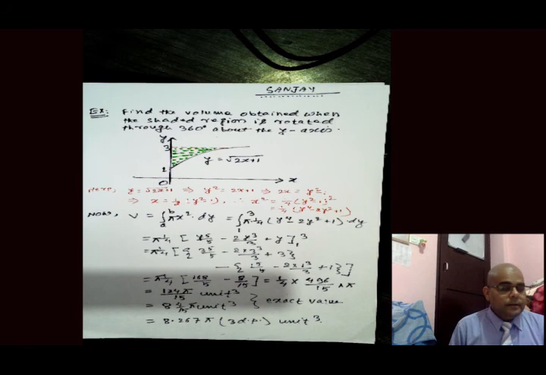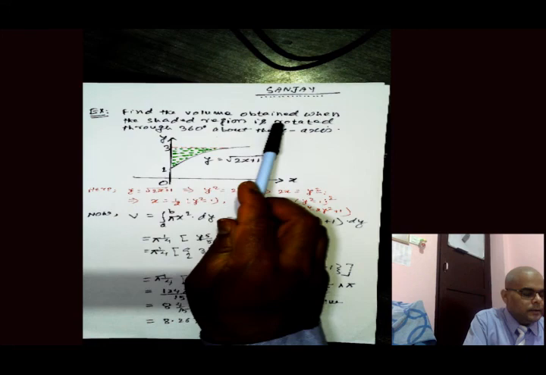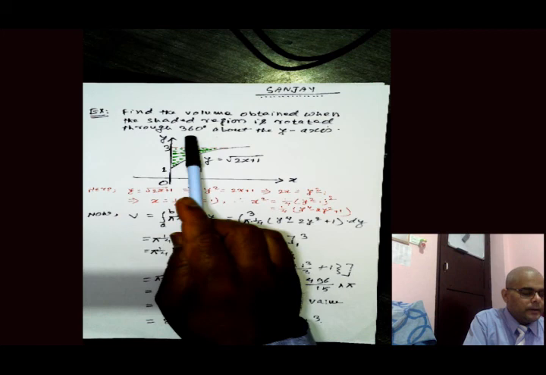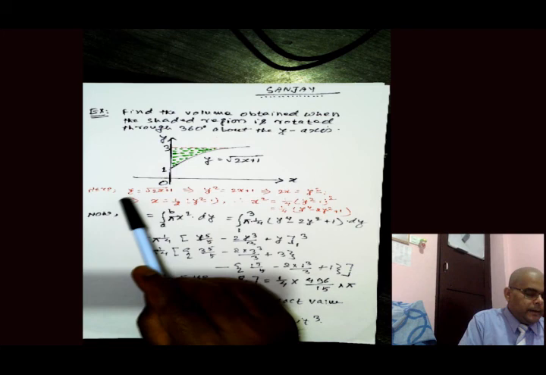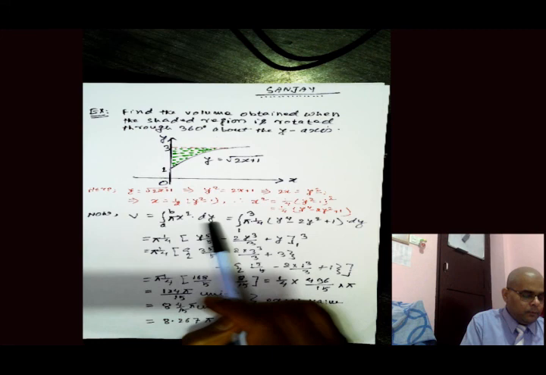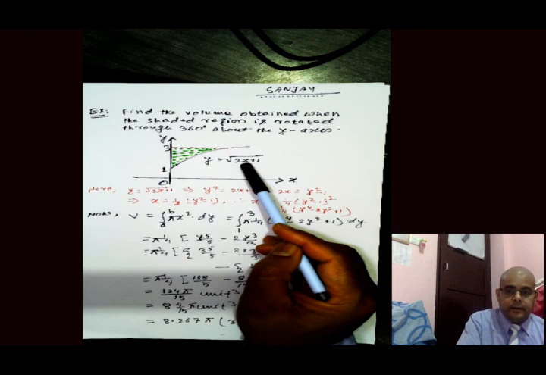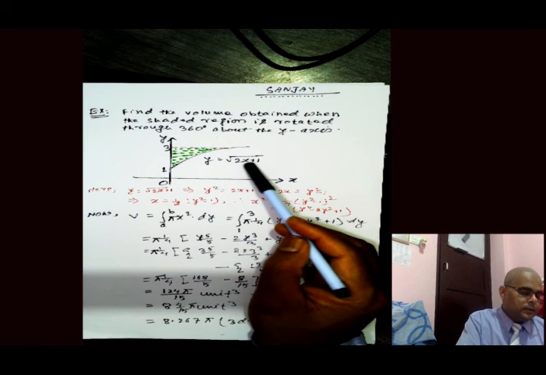So lastly, let's see this example. Find the volume obtained when the shaded region, this shaded region, is rotated through 360 degrees about the y-axis. You know that in order to find the volume, our formula is pi x squared dy, but y is given in terms of x, so you have to convert x in terms of y.